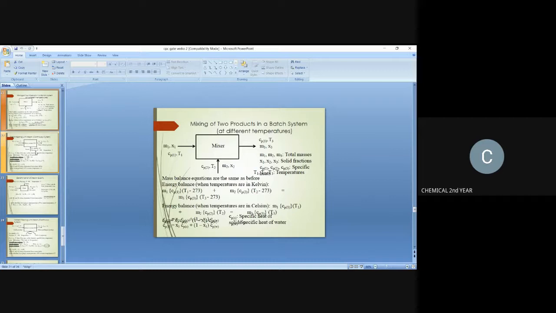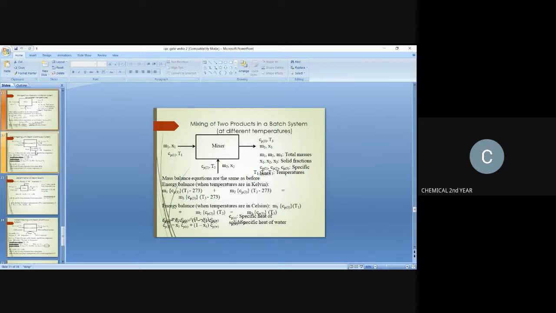Next, Cp3 and T3 will be the specific heat and temperature of substance 3, and M3 and X3 will be the total mass and mole fraction, that is, solid fraction, of substance 3 that is coming out from the mixer.